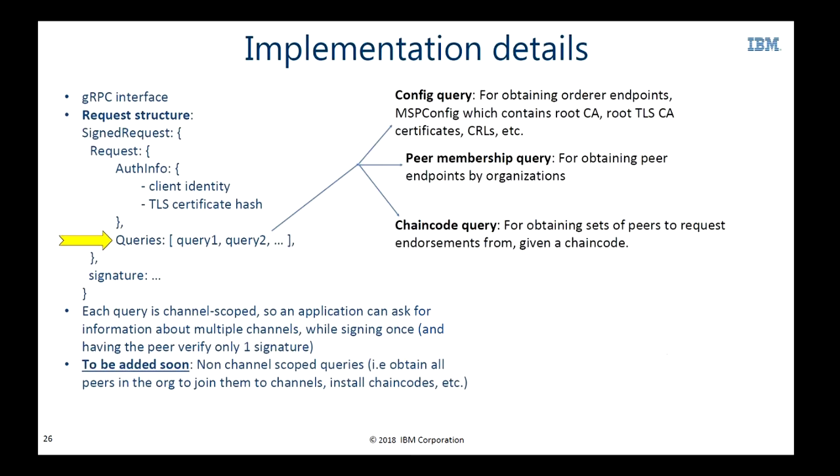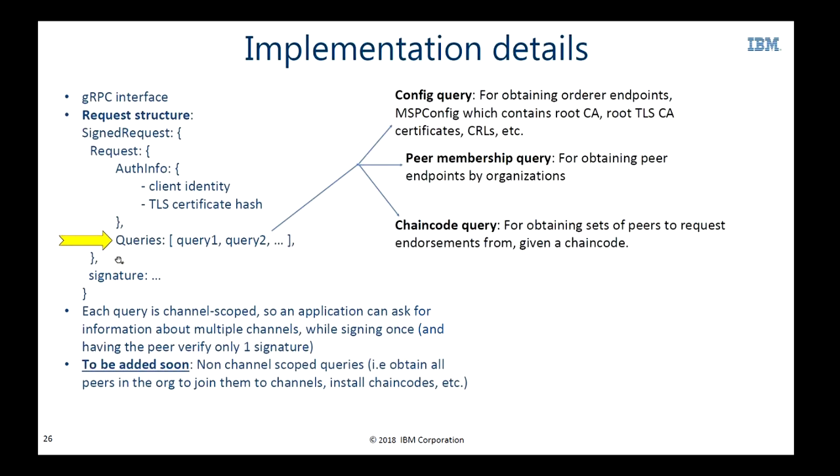Now I'm going to talk about the implementation details. So, as I said, the discovery service is a gRPC service. You communicate with gRPC, and what the client sends to the service is a request, and that request is signed. So it has the following structure. It has the request itself, the signature, and everything is wrapped in something called a signed request. Also, we have authentication info, the client identity, and the hash of the client TLS certificate.